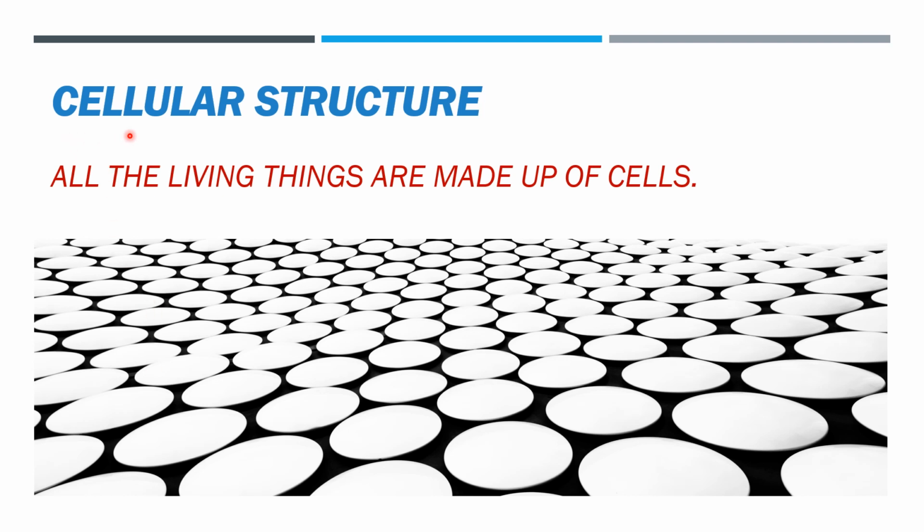Let's move to the last characteristic of living things, that is cellular structure. In the word itself, cell is present in the word cellular. So how many cells are present? That depends on the cellular structure of the living beings. All the living things are made up of cells.